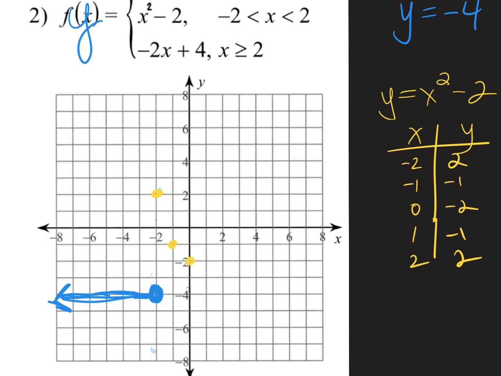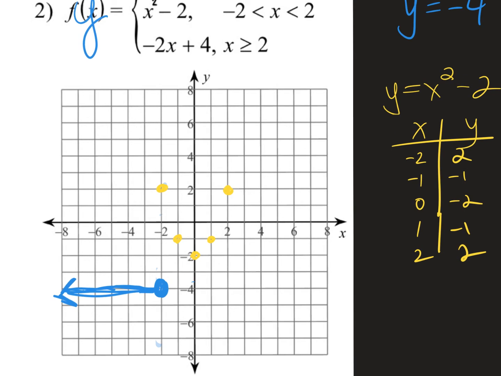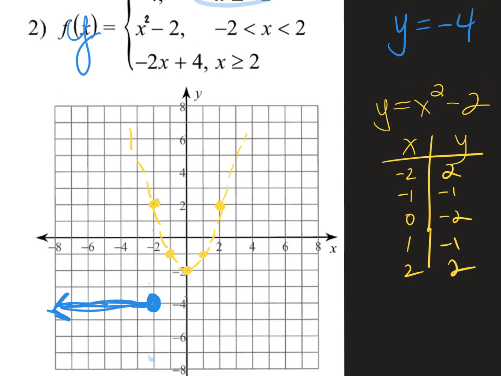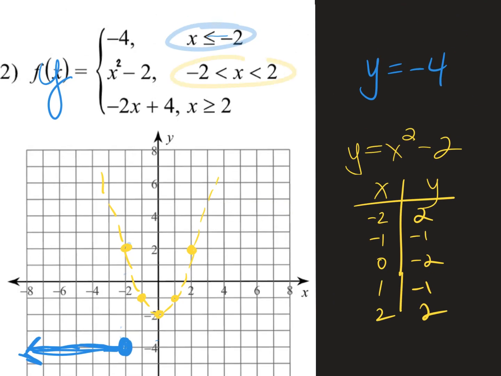Negative 1, here, here, and here. So I'm going to draw my graph. It's going to be a U, a nice smooth curve. And now I look at my boundary line. Where do I draw my lines? And what kind of dots do I have there?